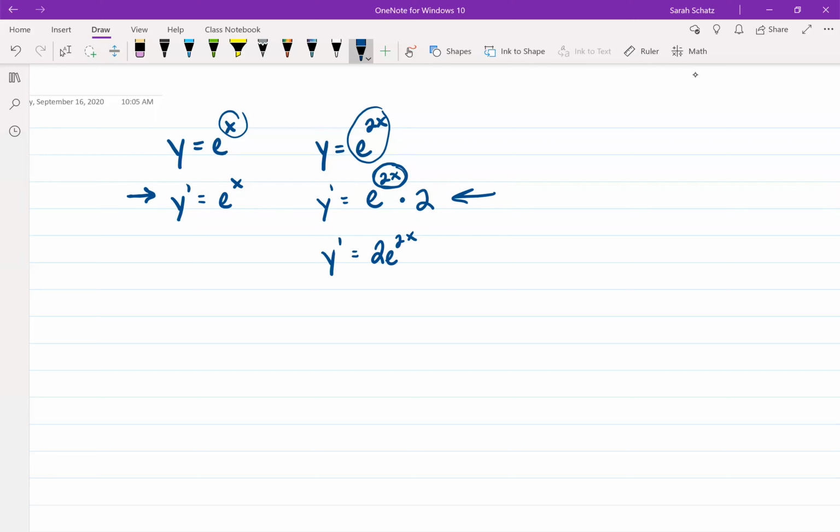So we get 2e to the 2x. Let's do another one. I failed to do one in class, and I think in your homework you probably figured it out pretty easily if you have looked at that. But I never did put a coefficient on e to the x.